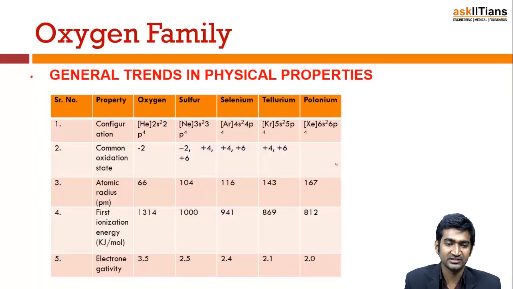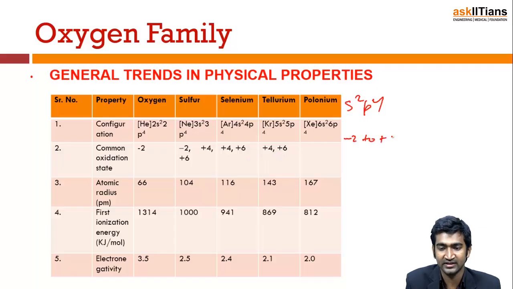What is the general trend? You have 2s2 2p4, 3s2 3p4, which means ns2 np4 configuration. The oxidation state will vary from -2 to +6. Atomic radius, if I move down, will increase. Ionization enthalpy will decrease. Electronegativity will also decrease, in the same kind of order.